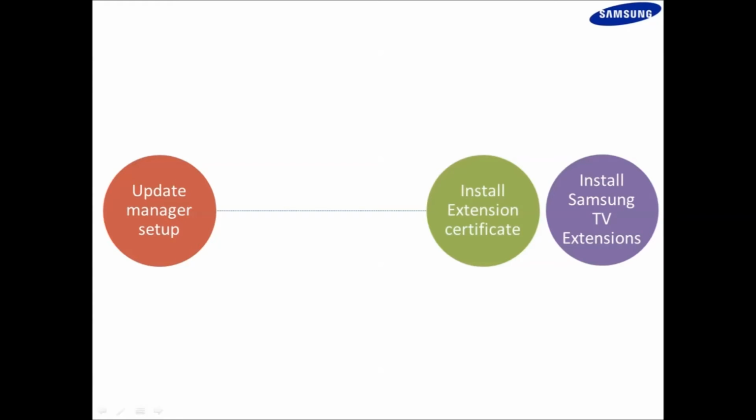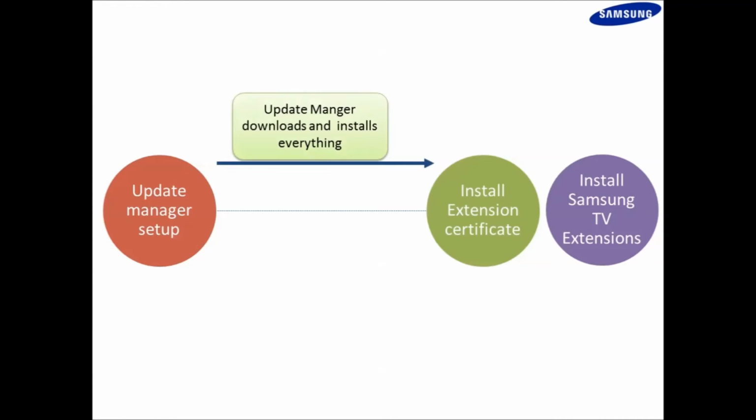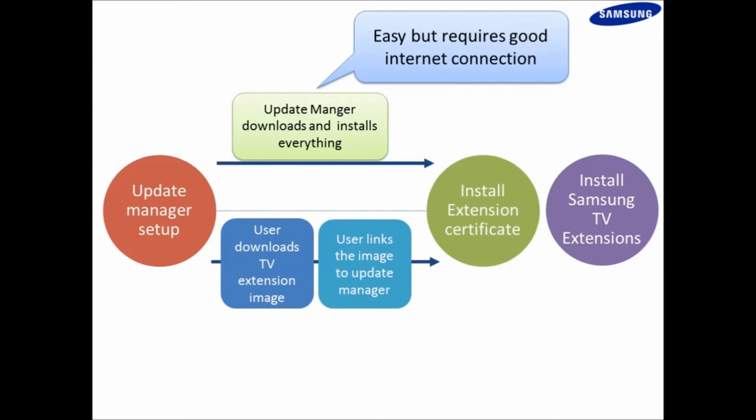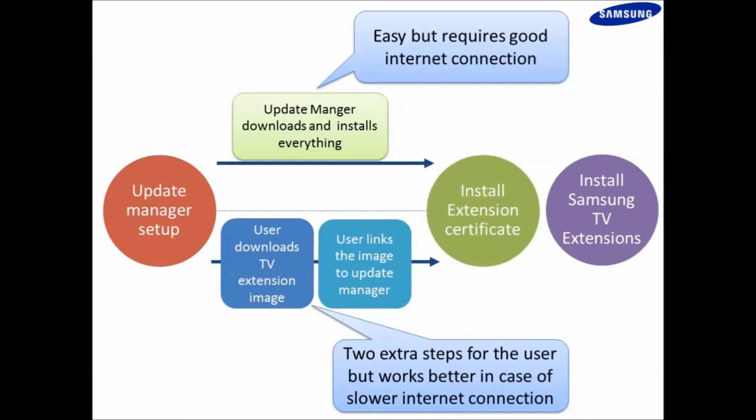There are two ways to install Samsung TV extensions. First method is to let update manager download and install everything. The second method involves two extra steps for the user. The user downloads TV extension image and links it to the update manager. As it may sound, the first method is easier and recommended, but it works well only when the user has good internet connection. In the second method, there are two extra steps for the user, but it works better than the first method when the user has slow internet connection.